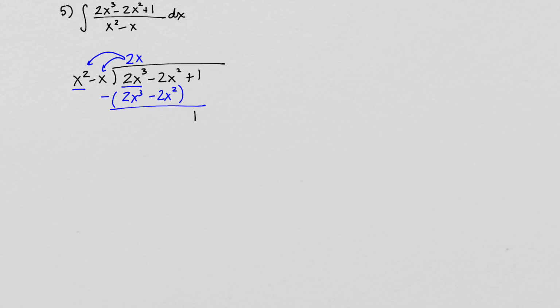1 is my remainder. And so what that means is that this is really equal to the integral of 2x plus 1 over x squared minus x dx. So those are the things I need to integrate. Now integrating 2x is easy. I don't have a problem. Integrating this, I'm going to need to use partial fractions. So x squared minus x, I can factor out an x. So I have x times x minus 1.